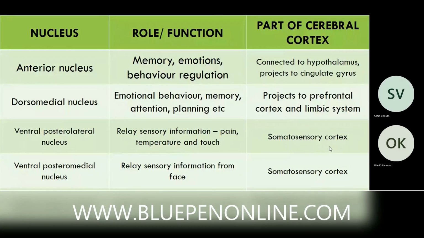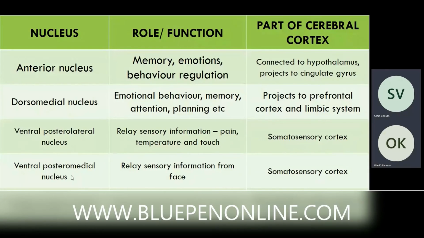Okay. Likewise, ventral posteromedial nucleus relays sensory information from face. That is the trigeminal pathway, which we saw earlier, pain and temperature sensation from the facial region. The sensory information will reach the ventral posteromedial nucleus of thalamus, and from there, the third order neurons will again project to the somatosensory cortex, because it is again the sensation that is being projected.